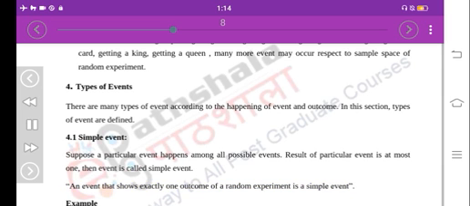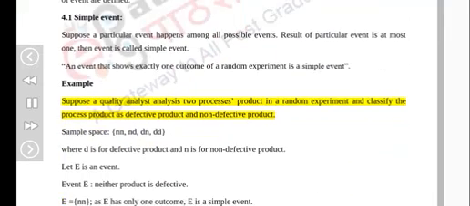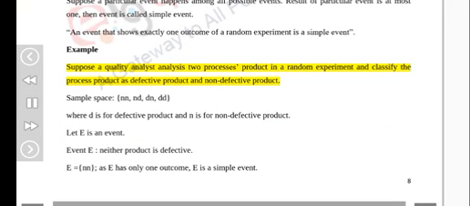Example. Suppose a quality analyst analyzes 2 processed products in a random experiment and classifies the processed product as defective product and non-defective product. Sample space: NN, ND, DN, DD, where D is for defective product and N is for non-defective product. Let E be an event. Event E: neither product is defective. E equals NN, as E has only one outcome. E is a simple event.